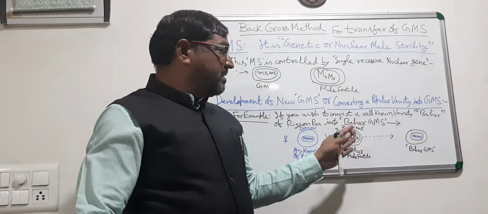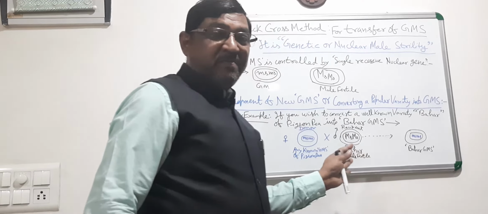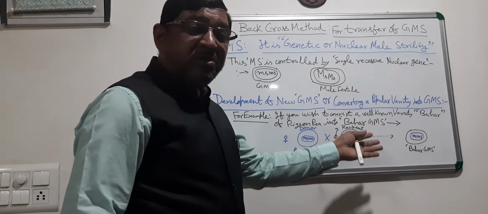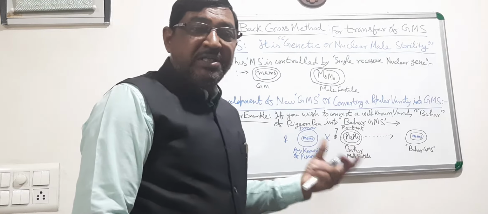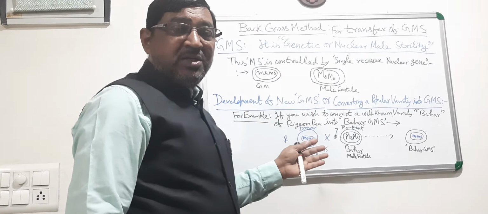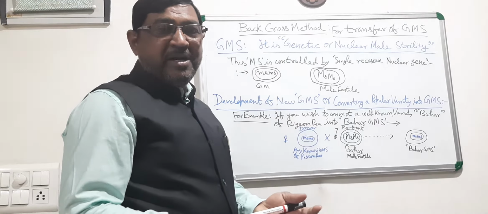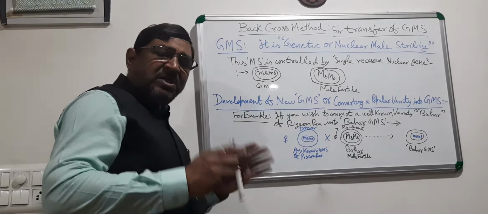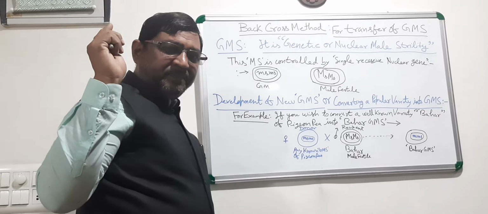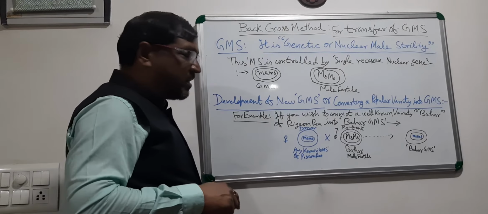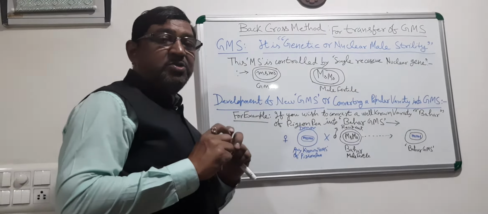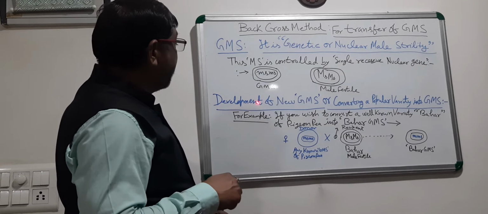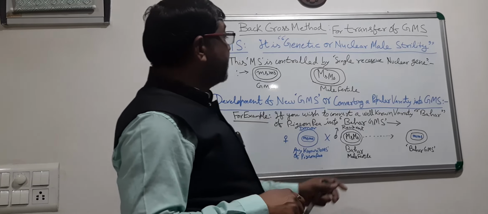But that cannot be done here, because you are going to transfer a male sterile gene and you need a donor for male sterility. So the male sterility donor will be female automatically. You don't have any option for that. So that is the only difference between that lecture and this one, transferring a recessive gene into a popular variety. So here I have given a hypothetical example: development of new GMS, or converting a popular variety into new GMS.